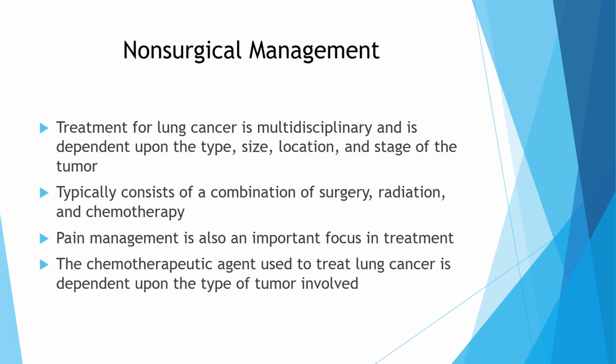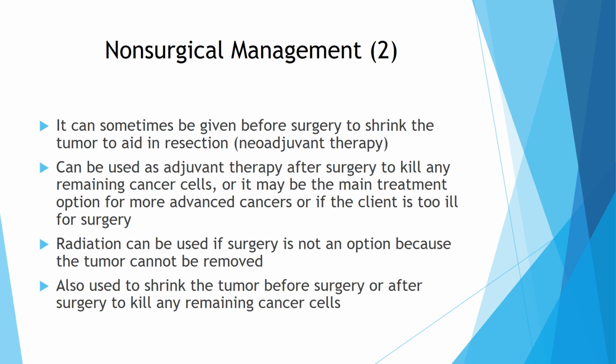The chemotherapeutic agent that is used to treat lung cancer is dependent upon the type of tumor that is involved. So, chemotherapy can sometimes be given before surgery to shrink the tumor to aid in the resection. So we would call this a neoadjuvant therapy. Or it can be used as an adjuvant therapy after surgery to kill any of the remaining cancer cells. It may also be the main treatment option for the more advanced cancers, or if the client is too ill for surgery. These are all chemotherapeutic options.